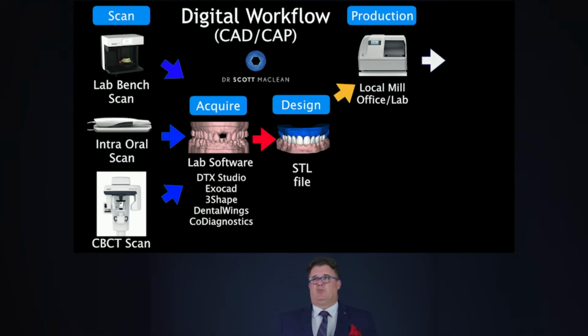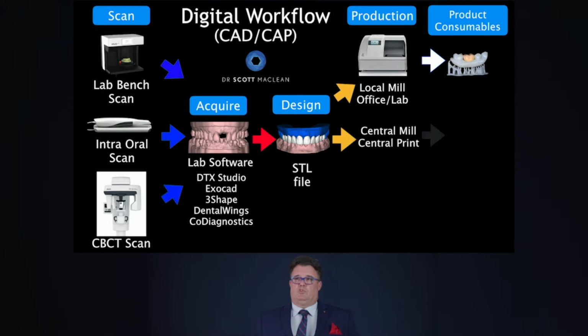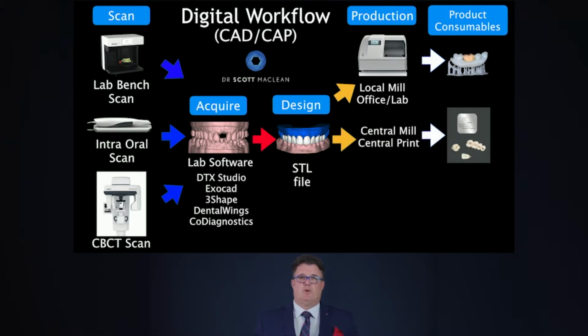The other thing that you could do is create this product consumable. So you can be buying the STL, you can be using the lab to produce this to make a consumable that you're going to then purchase. For instance, this would be used to make a crown. We could also do a centralized milling. Centralized milling means I might send it to, for instance, Nobel Biocare or Straumann or someone along those lines.